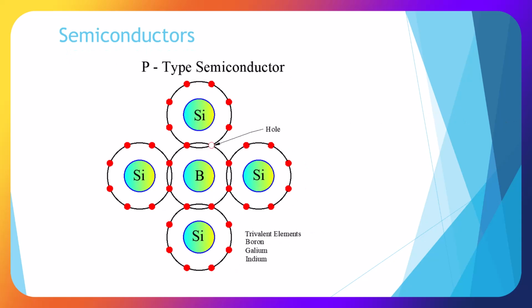Here I'm showing a P-type semiconductor where we've doped this with boron. Our trivalent elements are boron, gallium, and indium. And this leaves a hole in our circuit, so we get the hole type flow.